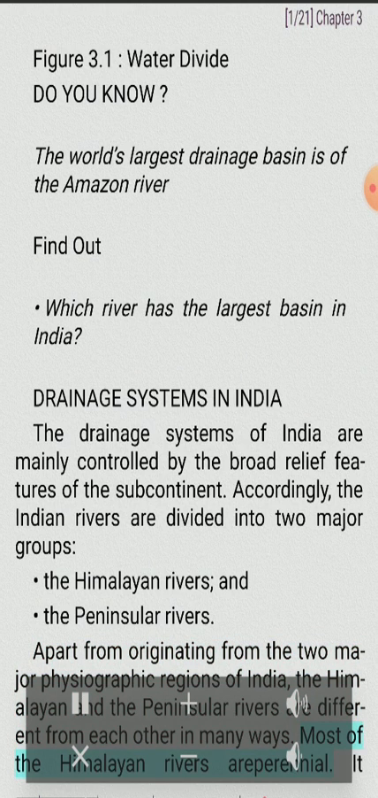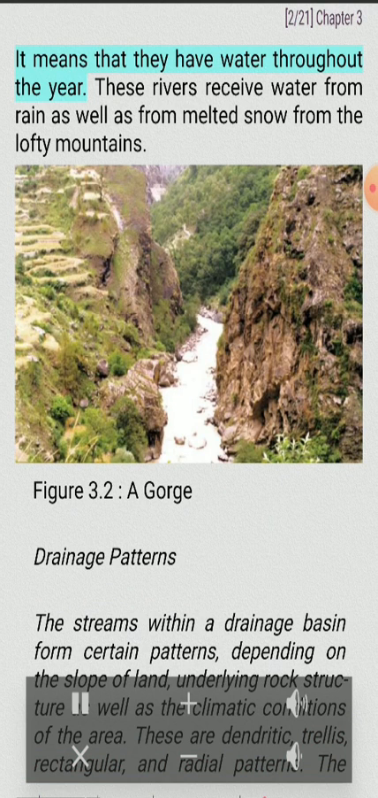Most of the Himalayan rivers are perennial. It means that they have water throughout the year. These rivers receive water from rain as well as from melted snow from the lofty mountains. Figure 3.2. A gorge.